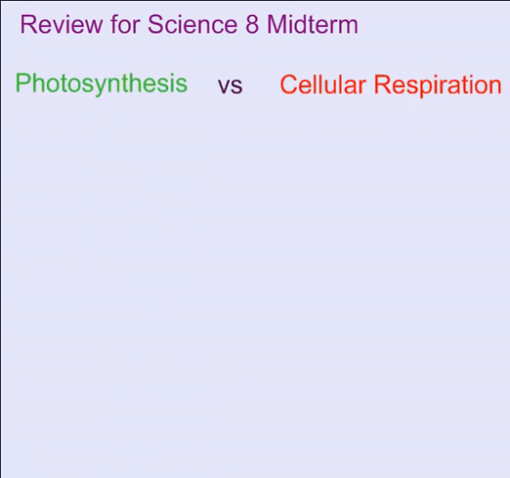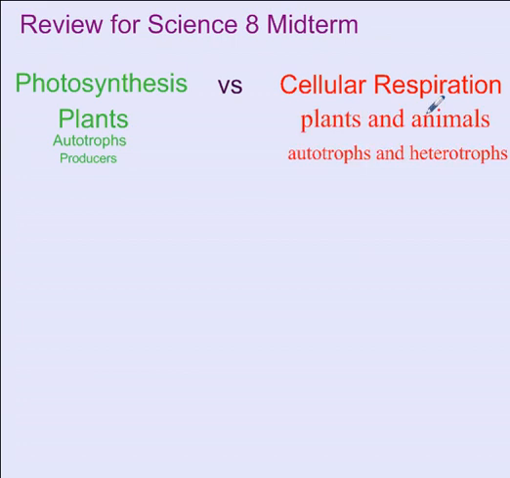Okay, there's lots of things that we need to remember about photosynthesis and cellular respiration. Photosynthesis is done by plants. We would call them autotrophs or producers because they are actually producing their own food and become the food source for everything else in an ecosystem. Cellular respiration is performed by both plants and animals, autotrophs and heterotrophs. The difference is where the food or the fuel to power respiration is coming from. Autotrophs are making their own, heterotrophs need to eat.